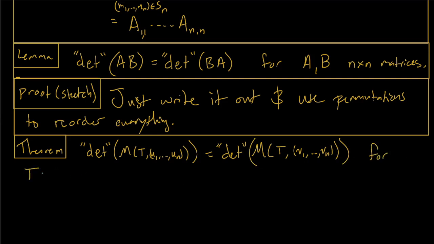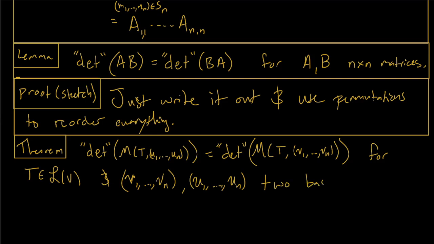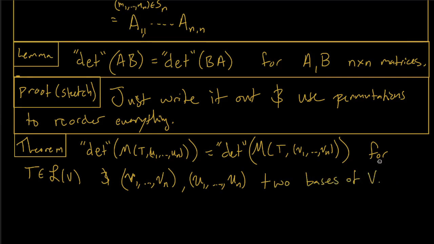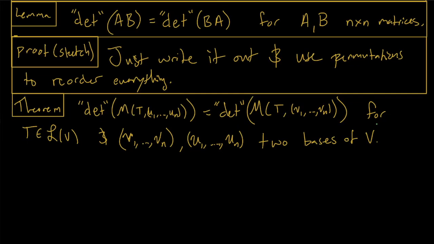For T in L(V), and V1 through Vn, U1 through Un, two bases of V, any two bases in particular. That is, taking the determinant of the matrix of an operator does not depend on the choice of basis you use to get that matrix.